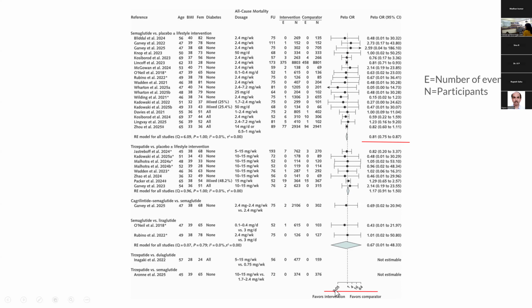But in real life network meta-analysis, we accept this. We accept some amount, because in truth, most drug companies, which are the ones that fund these trials, will not pitch their drug against another drug. They will always pitch it against placebo or lifestyle intervention, right?